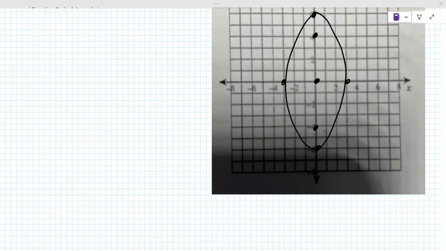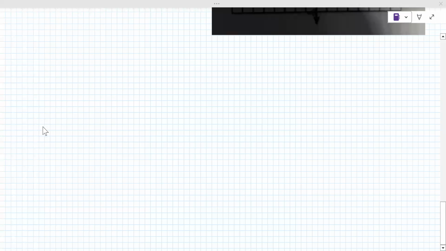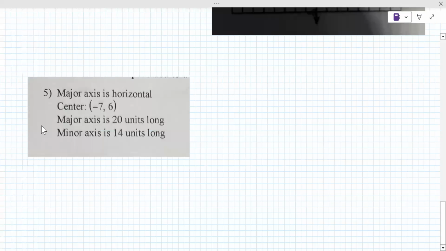So we're looking at question 5 here. 5 is writing the equation. This is basically about finding the 5 letters that we've been talking about the whole time. It's about finding A, B, and C, H, and K. The order really doesn't matter. H and K are given. That's really nice. Okay. Major axis is 20, minor axis is 14.